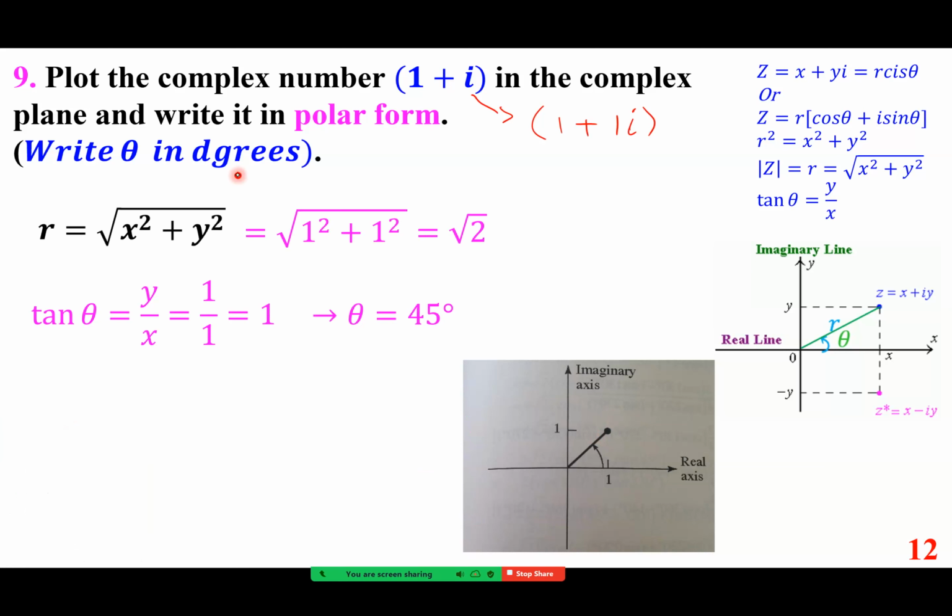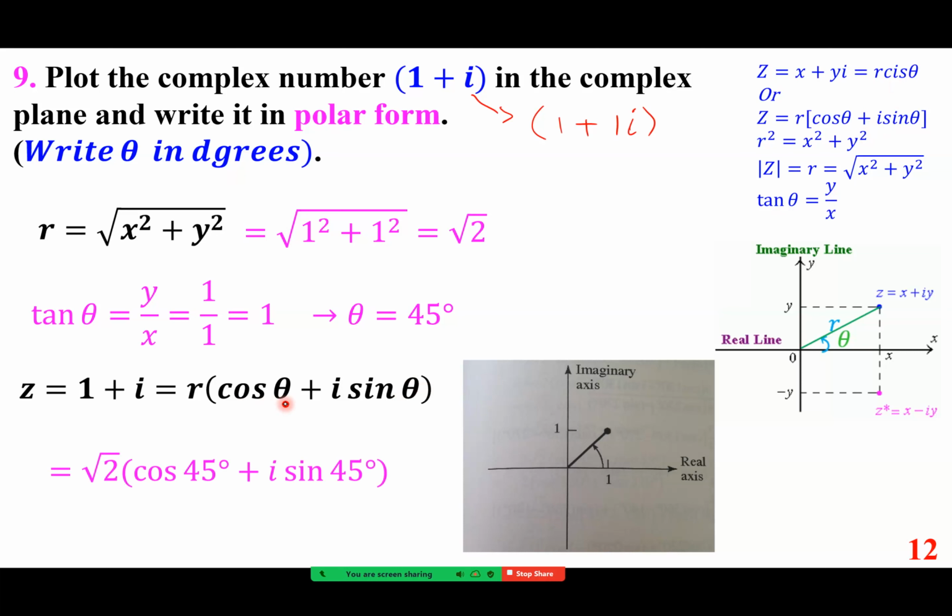So we write z, which is 1 plus i, equals r cis theta. This r cis theta is the shorthand notation. So r is square root of 2 and theta is 45 degrees. Polar form. Complex number, polar form.